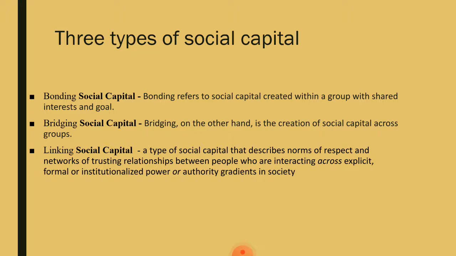Next is linking social capital. A type of social capital that describes norms of respect and networks of trusting relationships between people who are interacting across explicit, formal, or institutionalized power or authority gradients in society.